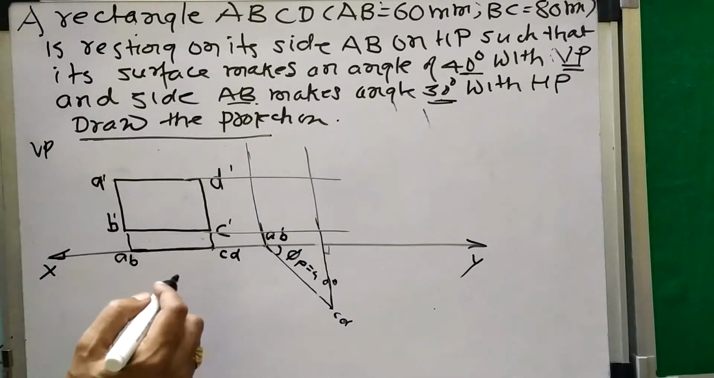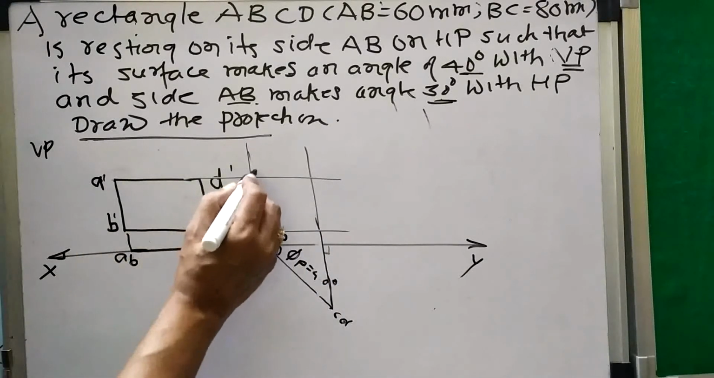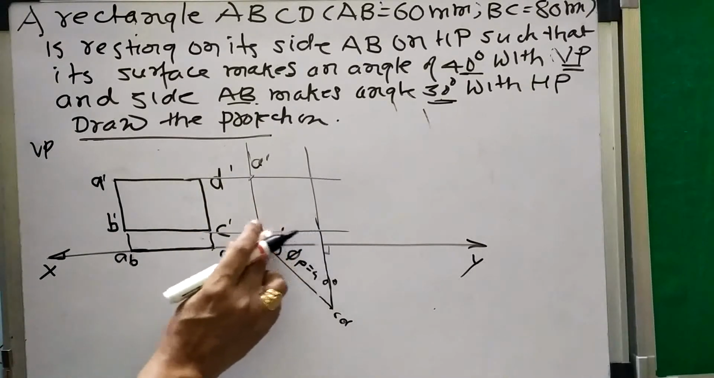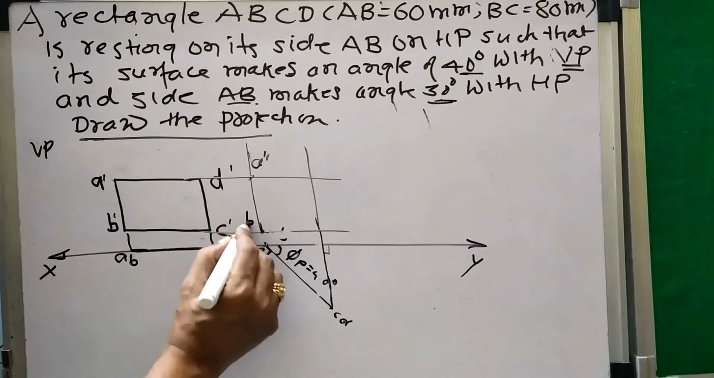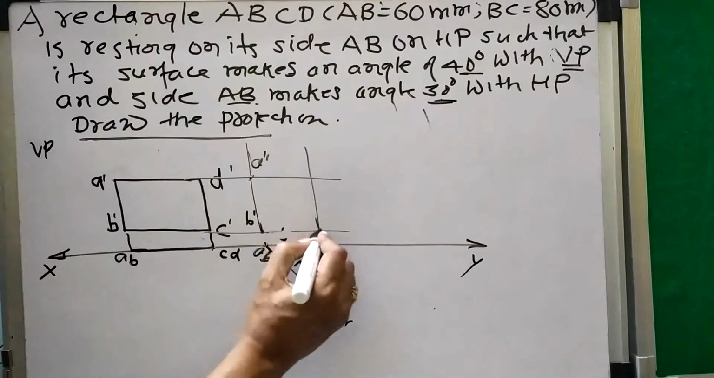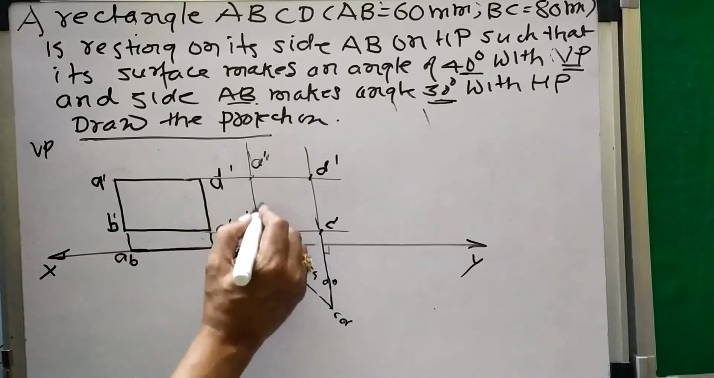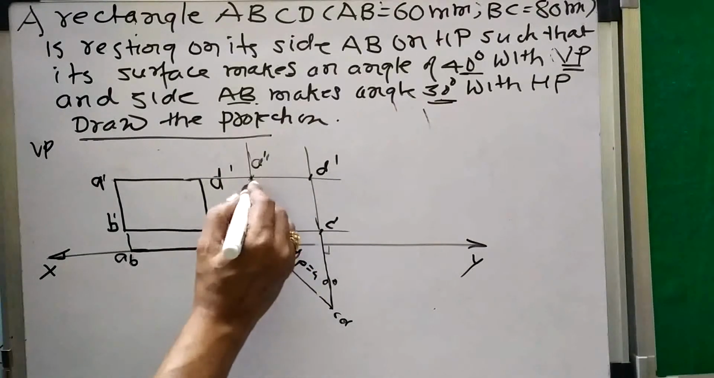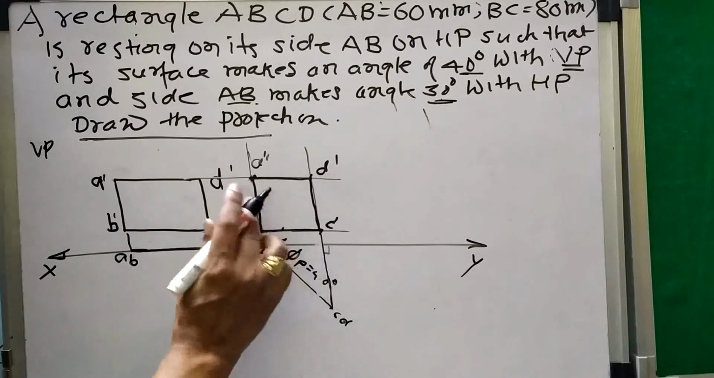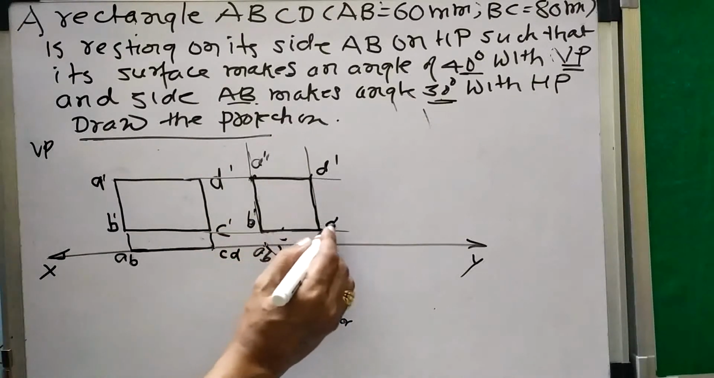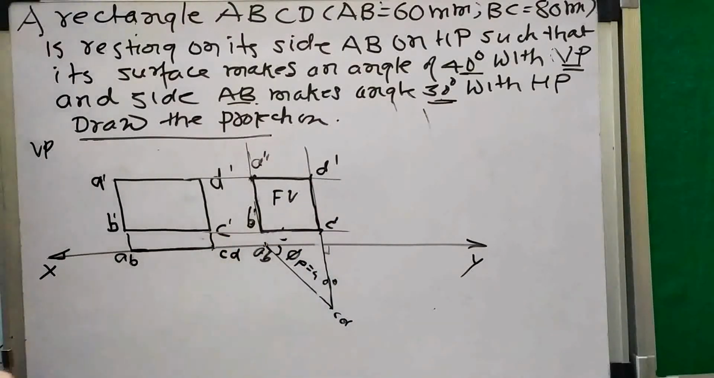And get the points. So I will get here A dash, this is AB, so this is A dash, this is B dash, C with C dash, and this D with D dash. So I will get A dash, B dash, C dash, D dash. This is my front view when the surface is inclined with VP.